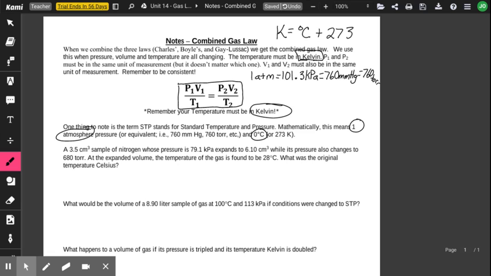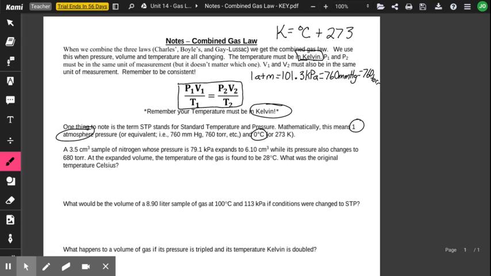It says I have a 3.5 centimeters cubed sample of nitrogen whose pressure is at 79.1 kPa, and it expands to 6.10 centimeters cubed, while its pressure also changes to 680 torr.